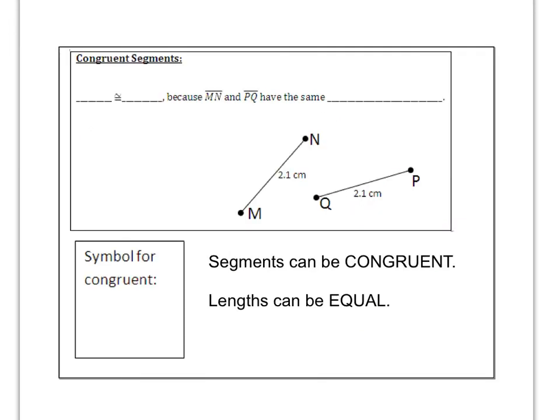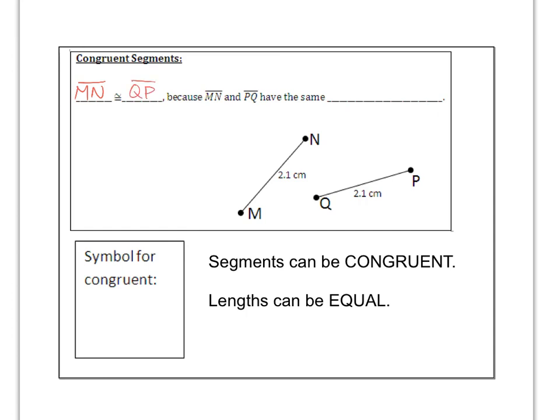Finally, I want to talk about the word congruent. Congruent is basically another way of saying two things are equal. Congruent means same size, same shape. So numbers can be equal, but shapes are congruent to each other. In this case, I notice segment MN is 2.1 centimeters, and segment QP is also 2.1 centimeters. So I could say segment MN is congruent to segment QP.